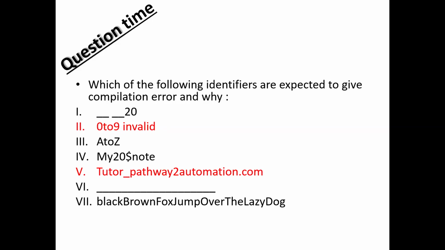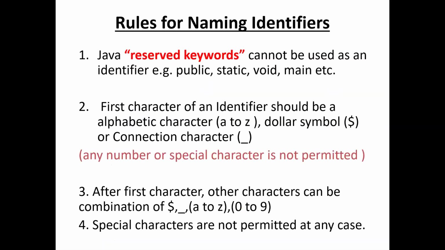Invalid. Wait, is that a number, 0 to 9? Is it going to give a compilation error or not? Satchuma, is it valid or invalid? Invalid. Look at the second rule: the first character of an identifier should be an alphabetic character A to Z, dollar symbol, or connecting character. Number two, not number three.